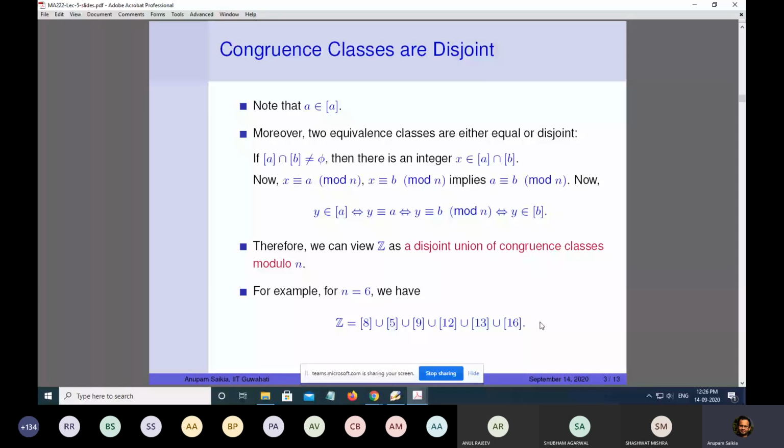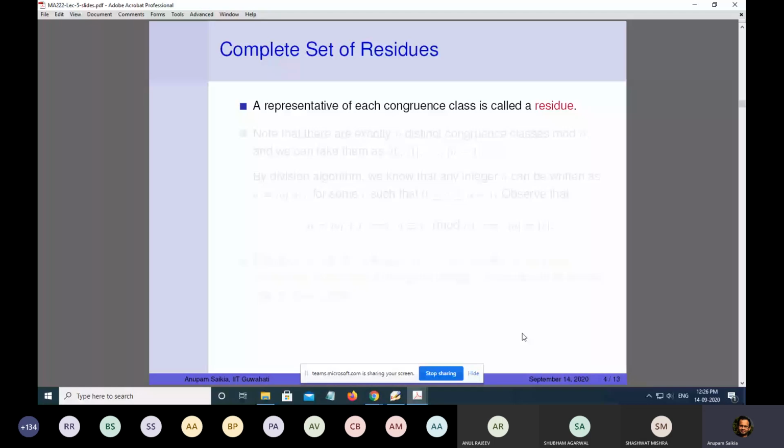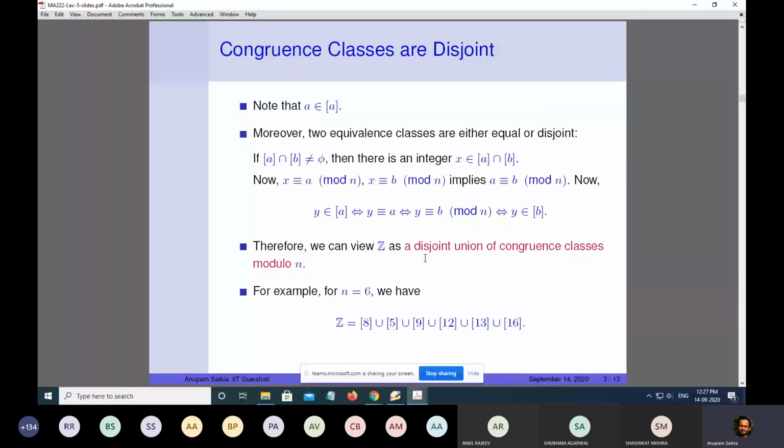So that's what we are saying, that we can split a set into a disjoint union of equivalence classes, and in this particular case, Z is our set and congruence mod n is the relation. So Z is a disjoint union of congruence classes. Now there's this notion of complete set of residues. Sometimes it is useful. So what is a residue? If you take a representative of the congruence class, it is called a residue. For example, 8 is a residue of this class, but that could have been 2 also. There is no unique residue. Some representative you take, you call it a residue.